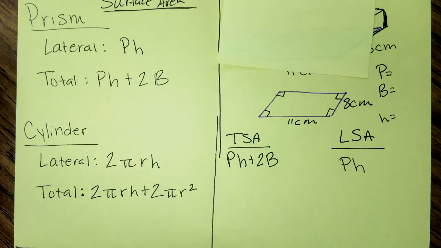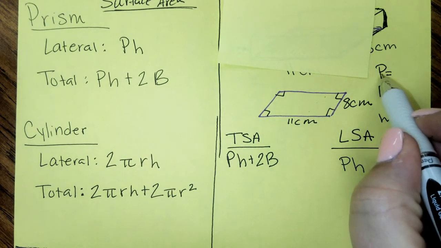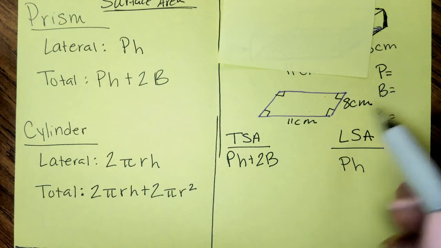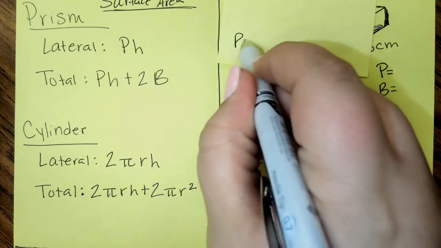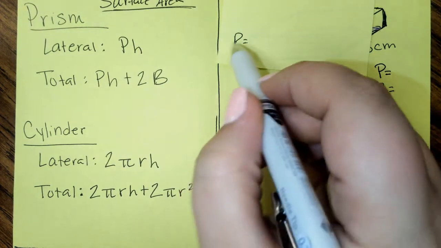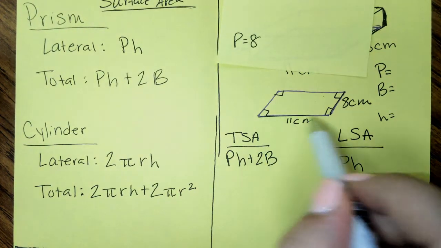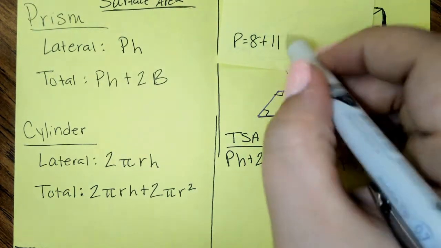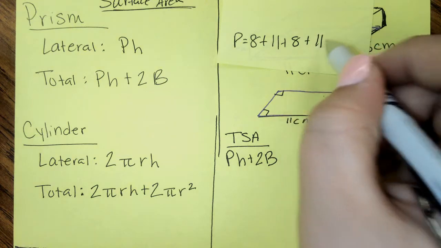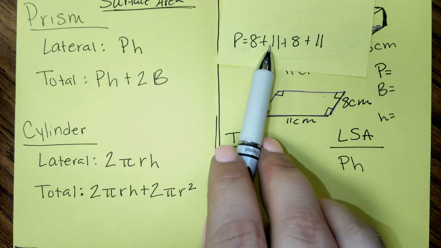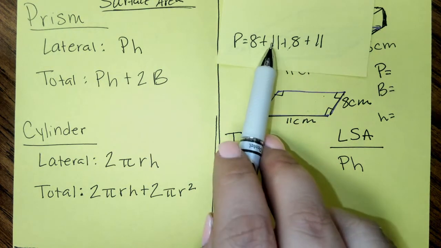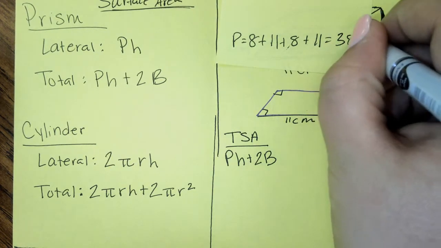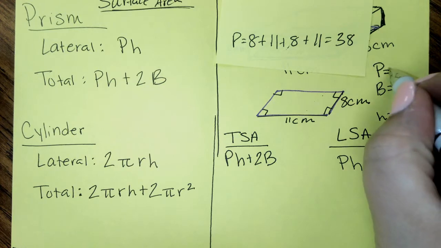P stands for the perimeter of the base, and to find the perimeter, we just simply add all the sides. So adding all the sides would look like 8 plus 11 plus another 8 plus another 11. And 8 plus 11 plus 8 plus 11 is going to get us 38. Capital P is 38.